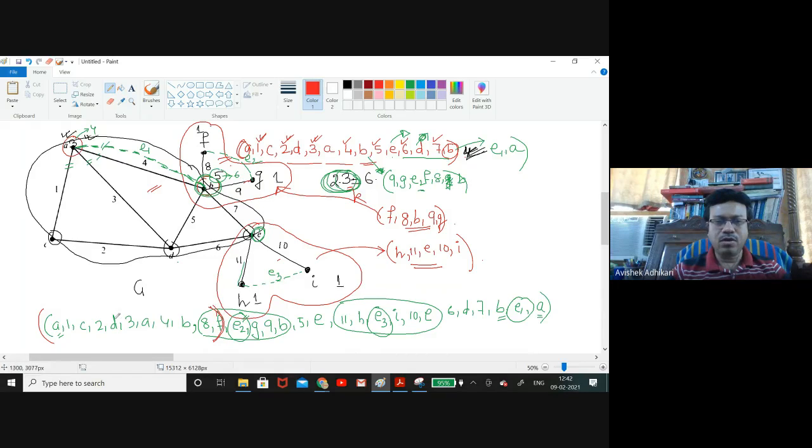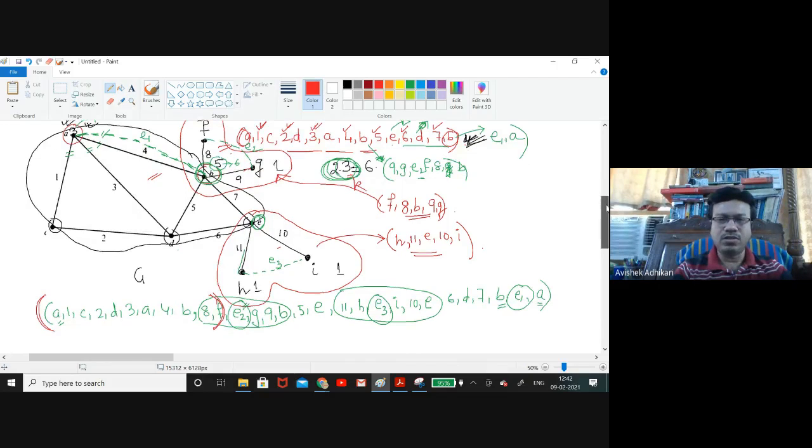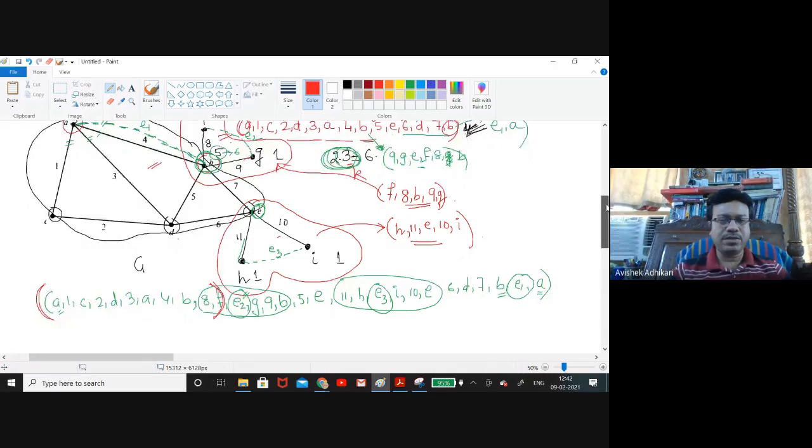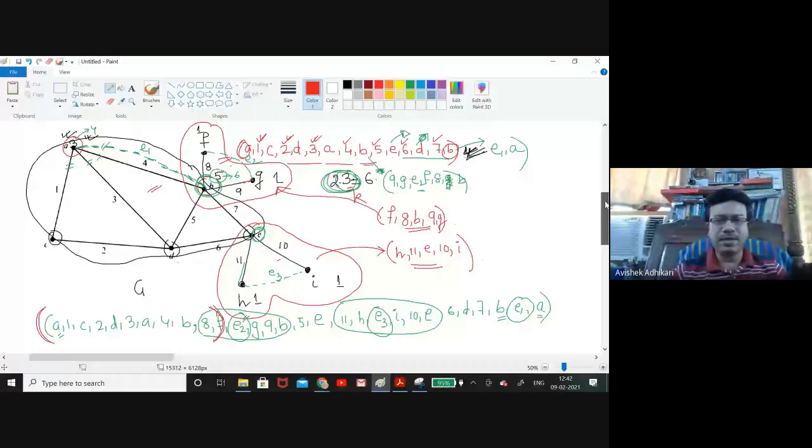So up to this, you will have one such trail, or one such walk which is open. It starts from A, and where does it end up? It ends up at F. Now from E2 it starts from G, and it ends up at E.